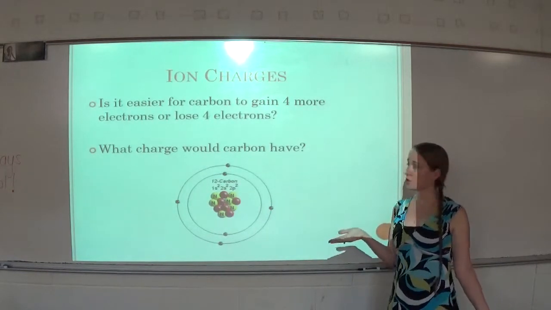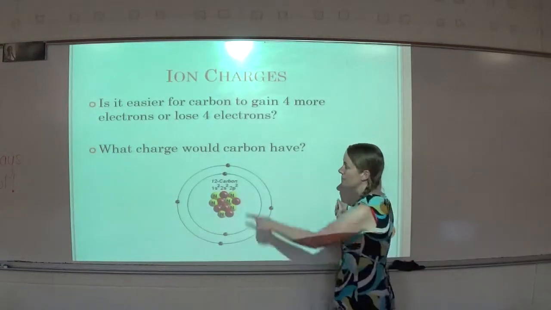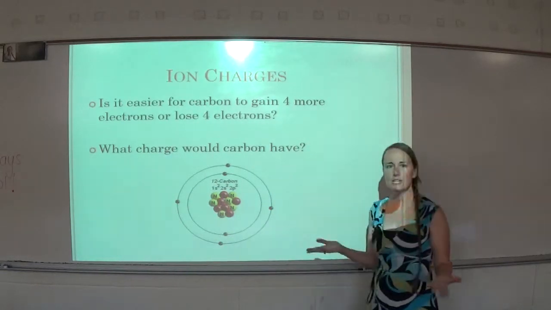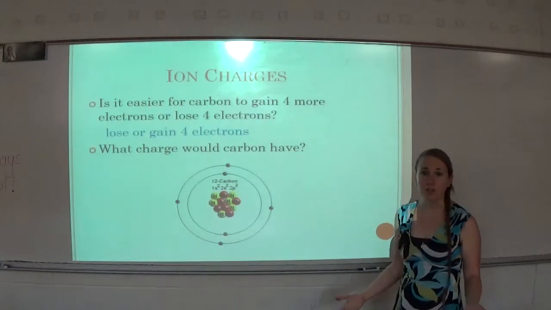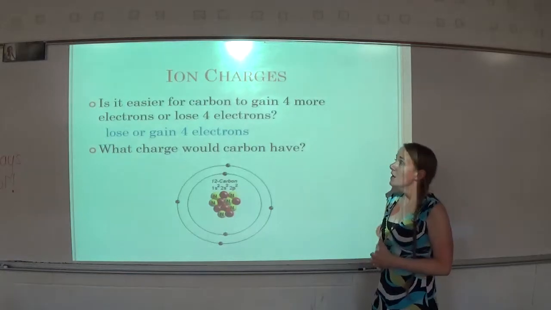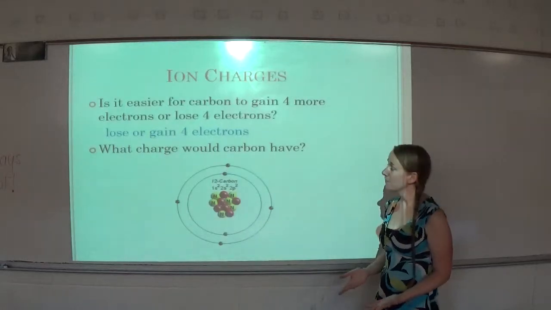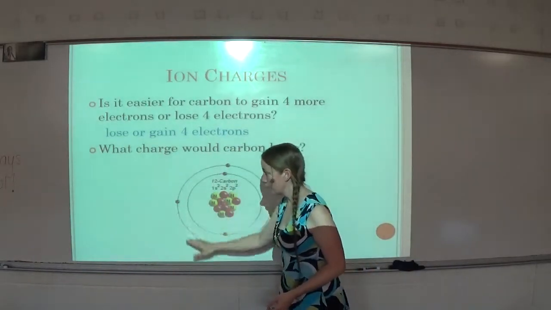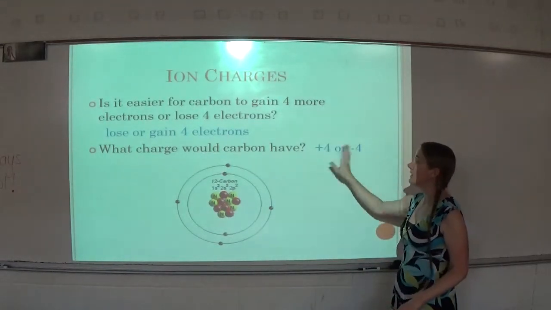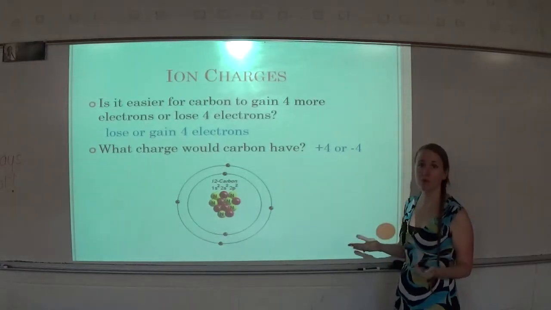So this is where it gets a little tricky. So is it easier for carbon to gain 4 more electrons or lose 4 electrons? Because if you look, it has 4 valence, so it could gain 4 or lose 4. So which is easier? Well, it could do either. It could lose or gain. So since it could lose or gain, its charge could be different. So let's say it loses 4 negatives, then it would have a charge of positive 4. But let's say on the other hand, it gained 4 negatives, then it would have a charge of negative 4. So everything in the group of carbon can be positive or negative 4. So you'll see me in class write plus or minus 4 for that column.